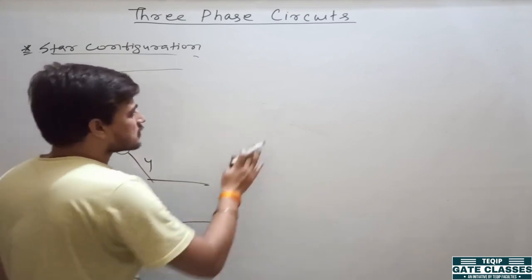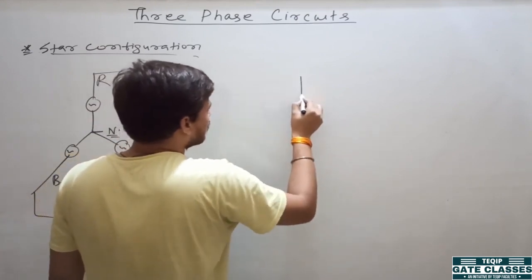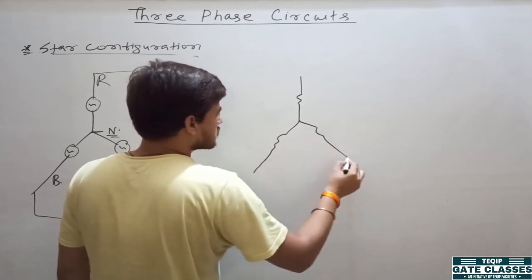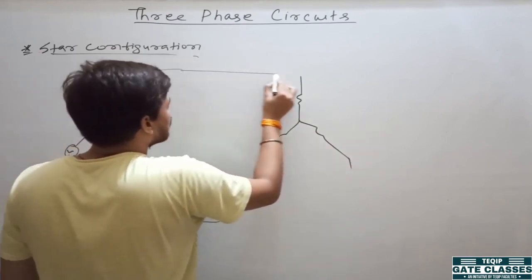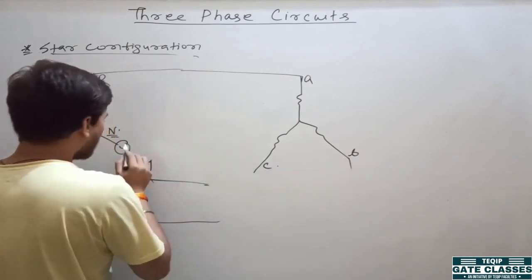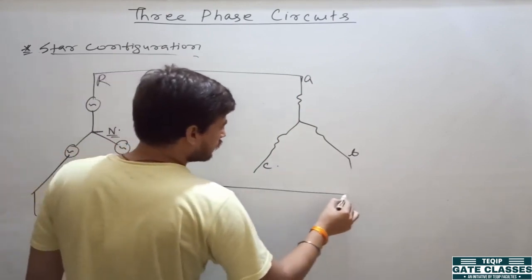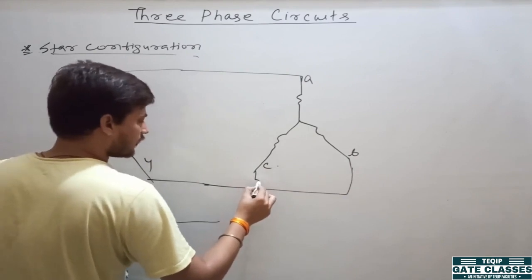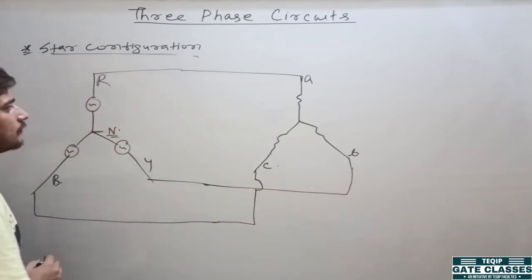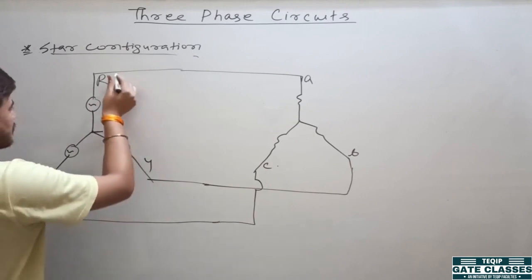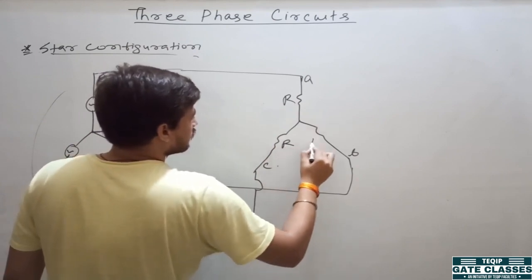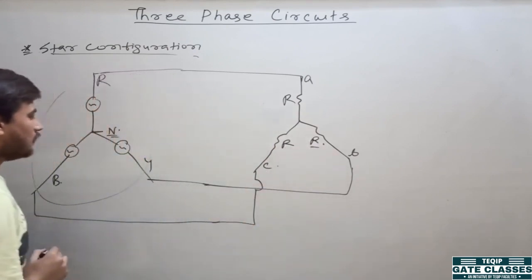Now what happens? Suppose you are connecting a load across this supply. So you see load is also A, B, C. R, Y will be connected to B and C will be connected to here. So this is your balanced supply. This is your balanced load. You are having balanced three-phase load. Clear?